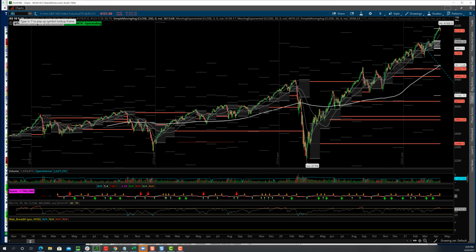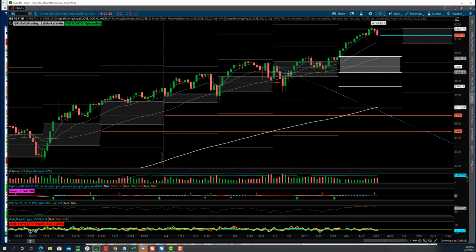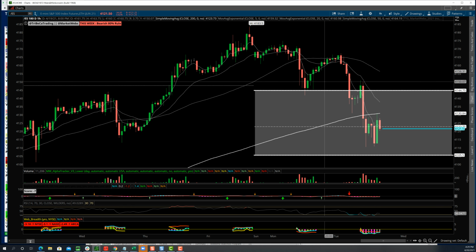Number two, I would like to see that support hold that I just mentioned in the S&P, which again for the week is 41.06.